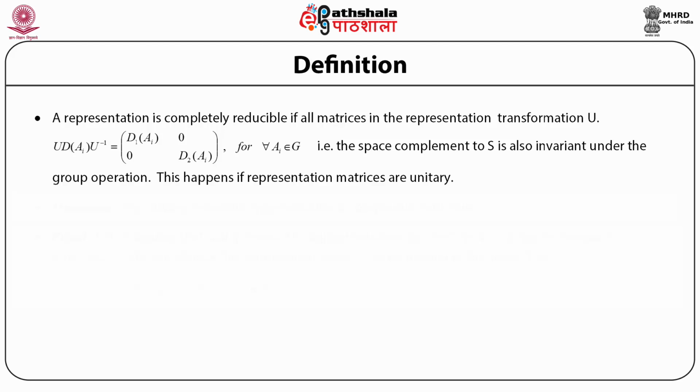That is, if there exists a matrix U such that U D(Ai) U inverse is in the form of a block diagonal matrix, that is D1(Ai) 0 0 D2(Ai) for all Ai belonging to the group G. That is, the space complement to S is also invariant under the group operation. This happens if representation matrices are unitary. Theorem: any unitary reducible representation is completely reducible.